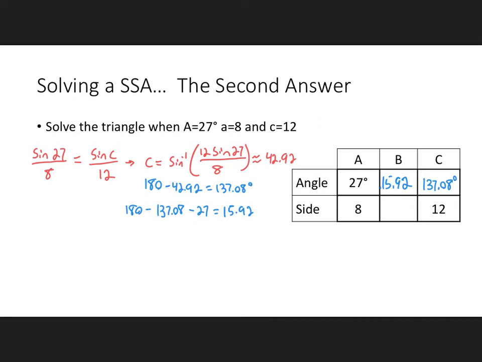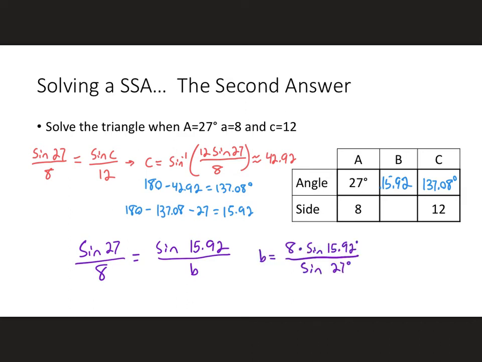And now for the second triangle, all we have to do is use the law of sines to figure out what side B is going to be. So let's set that up. So using our angle inside from A, sine 27 over 8 equals sine of 15.92 divided by B. We can solve for B and get B equals 8 times the sine of 15.92 degrees divided by the sine of 27. And using my calculator, that reduces to approximately 4.8. And that will be our side B in our second triangle.